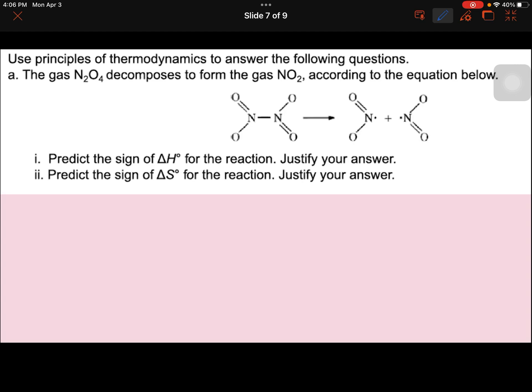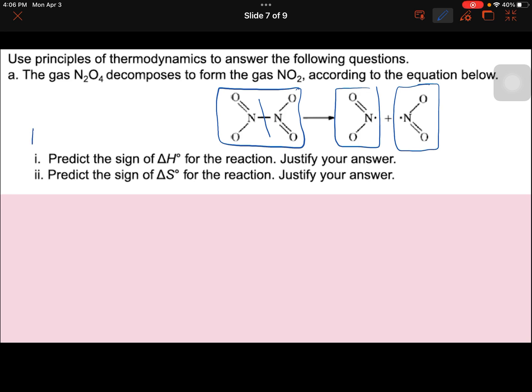So for the first part, when I was looking at this question at first, I was like, wait, what? Let's think about it. We're taking a molecule and we are breaking it apart. We're breaking this bond to form these two molecules as a result. So if we're breaking a bond, we remember everyone's favorite acronym, BARF.